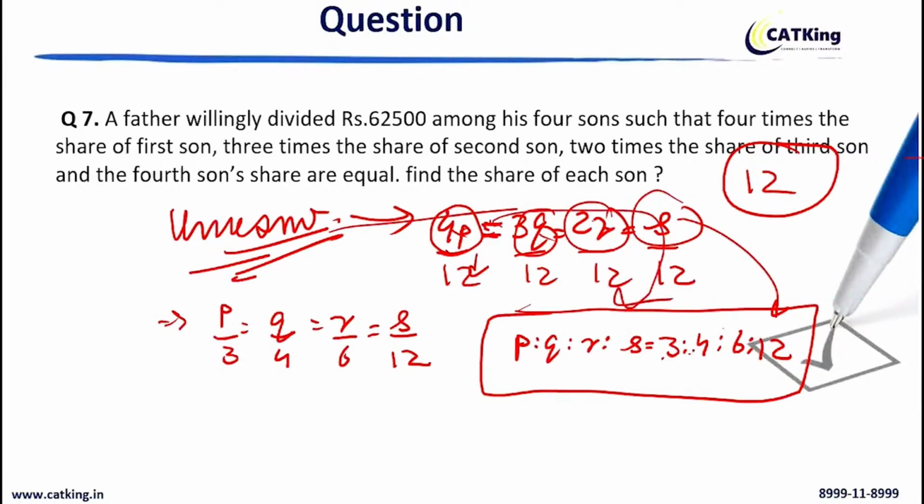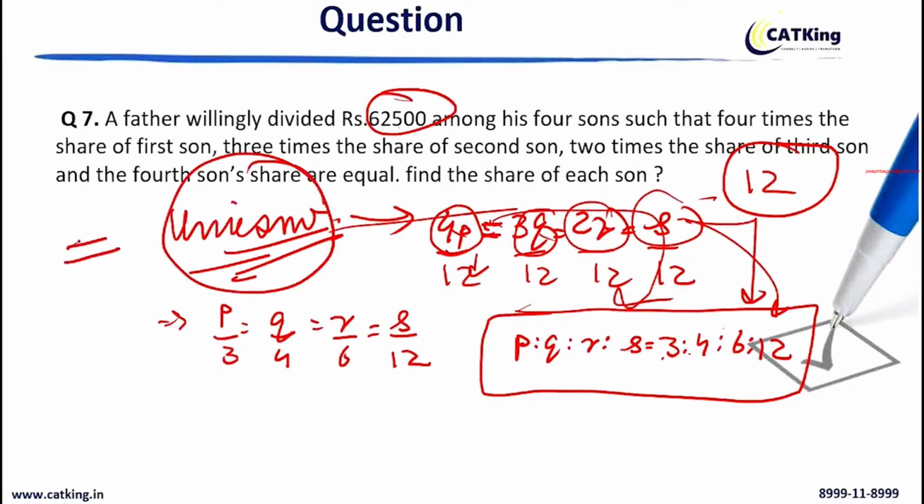Now you know the ratios, correct? You know the ratio is given, total share is given. How simple is this? You just have converted this equal to sign into ratios. Always follow this unconventional method. Whenever a sign of equality is given, convert it into ratios and then solve the question.